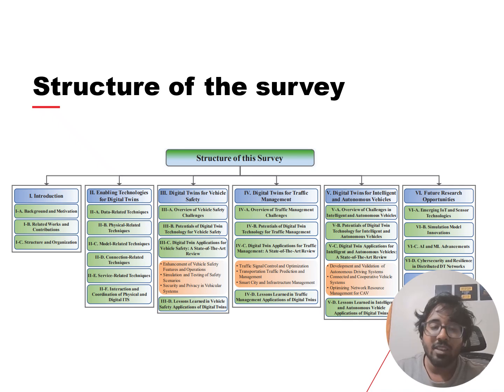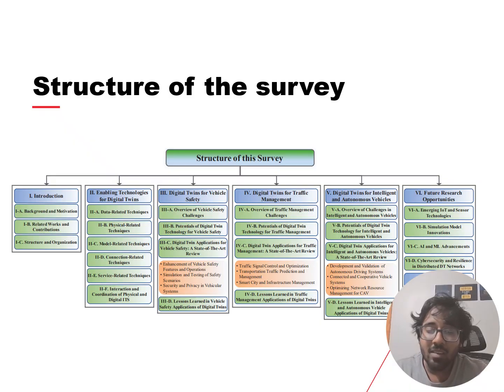So this is the structure of the survey paper. In the first section, they talk about the background, motivation, and structure of the paper. In the second section, they talk about the enabling technologies for digital twin that were already used in previous studies, and then they categorize them. In the third section, they talk about digital twins for vehicle safety.